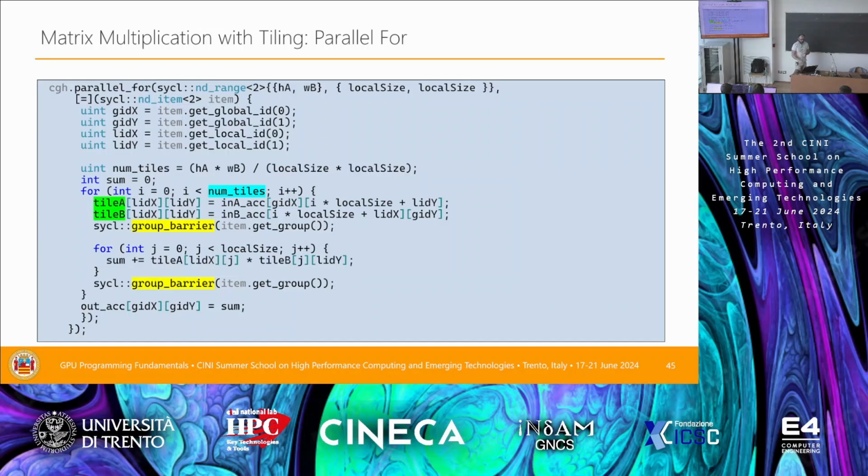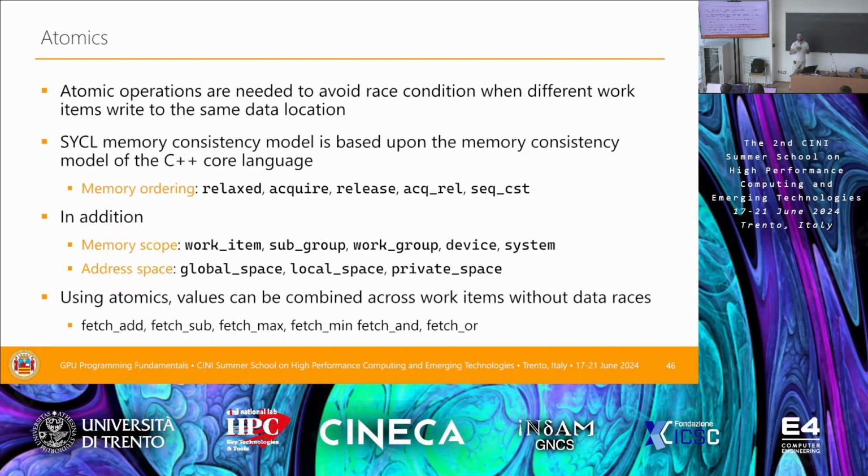About memory, so I told you that GPUs have a relaxed memory model, but SYCL uses the same memory model as C++. Now, C++ has a definition of memory model. We have relaxed, acquire, release, acquire-release, and sequential consistency. By default, your code in your parallel_for has a relaxed memory model, which is the one matching the GPU. However, if you want, you can add atomics. Okay, and there is support for atomics.